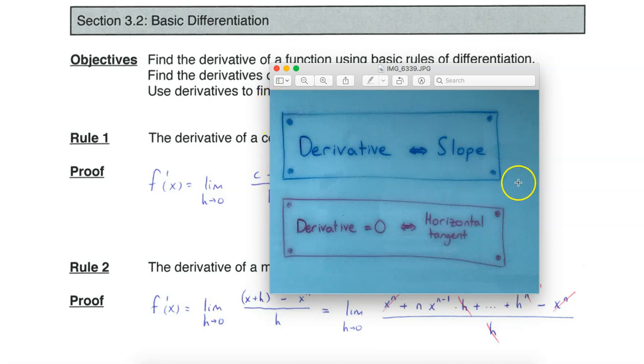So I put that in a box with 4 little screws at the corners to show that this is really important for you to get comfortable with, something you have to get familiar with. The next one will come up a bit later, but the fact that if the derivative is 0, so again, that's an algebraic expression, something equals 0, that corresponds in the geometrical world to a tangent line that is horizontal.